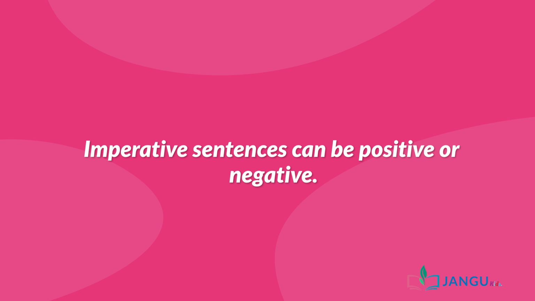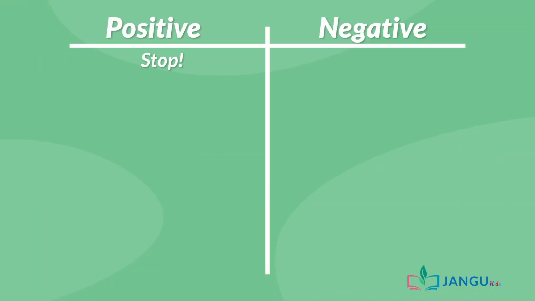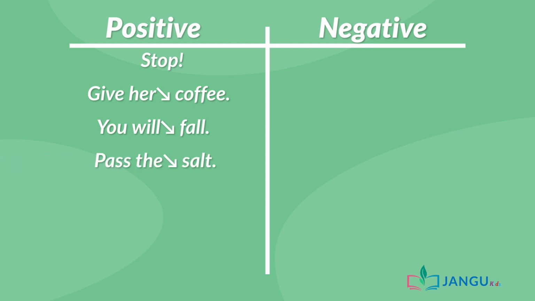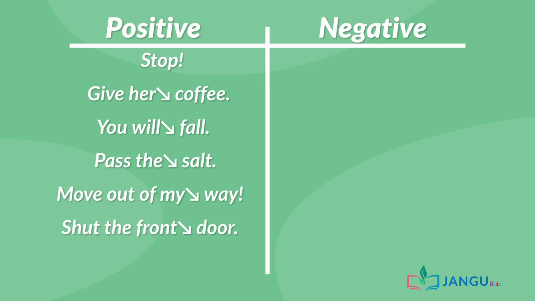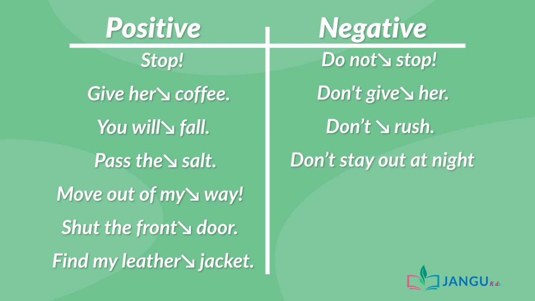Let's take a look at these examples. Examples of positive imperative sentences include stop, give her coffee, you will fall, pass the salt, move out of my way, shut the front door, find my leather jacket. While on the negative side, we have do not stop, don't give her coffee, don't rush, don't stay out at night. And with these examples, we come to the conclusion of today's lesson.